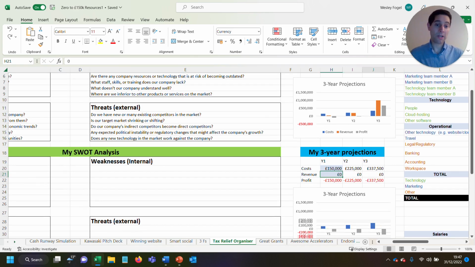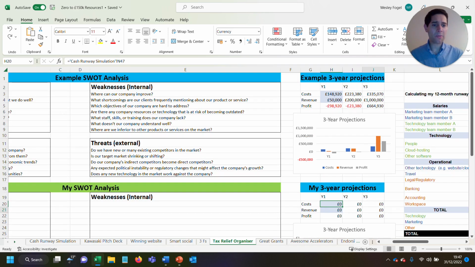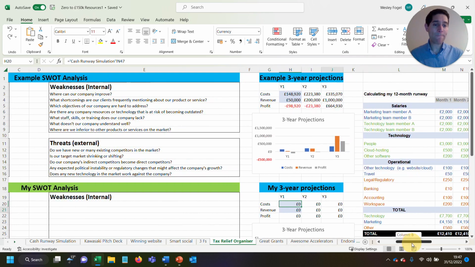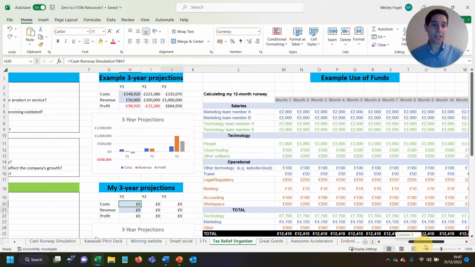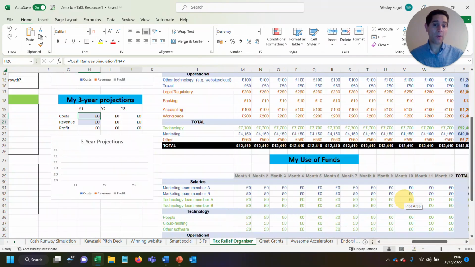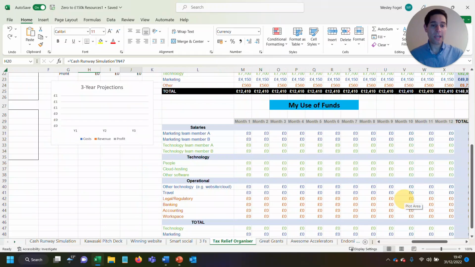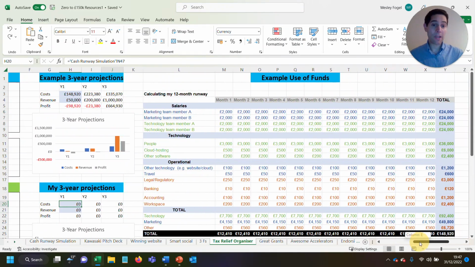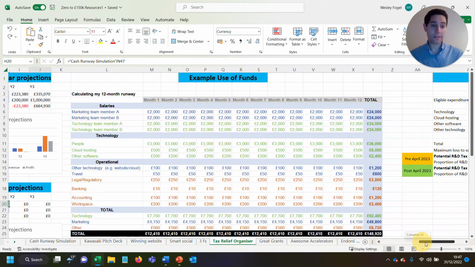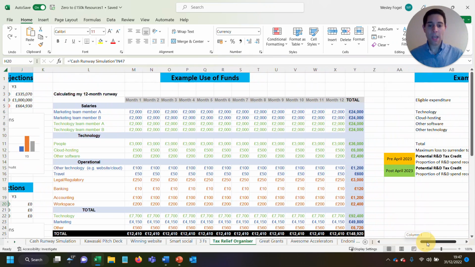And speaking of which, if you move across, you will see linked to the previous section the 12-month cash runway simulation that I had provided, as well as the figures for your own business that you will be able to transfer over if you had completed it. So this will help you to show HMRC the use of funds for the money that you're looking to raise under SEIS.